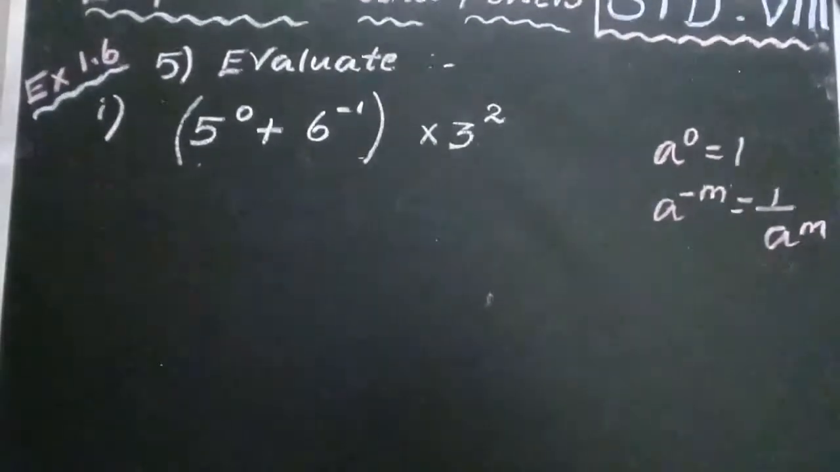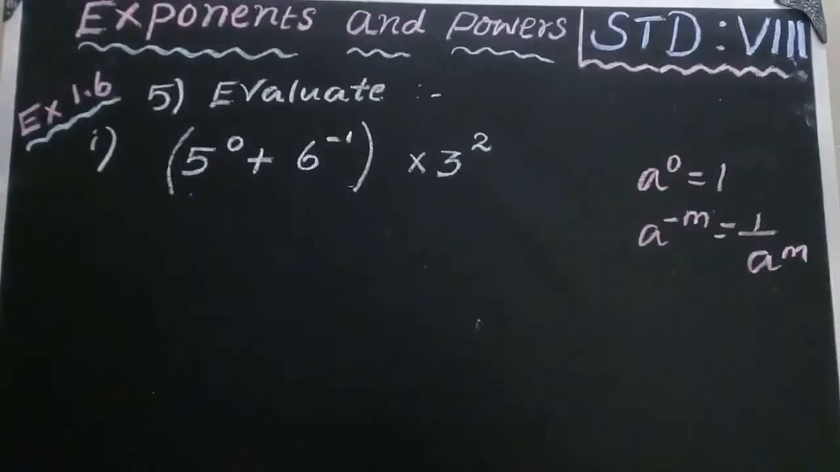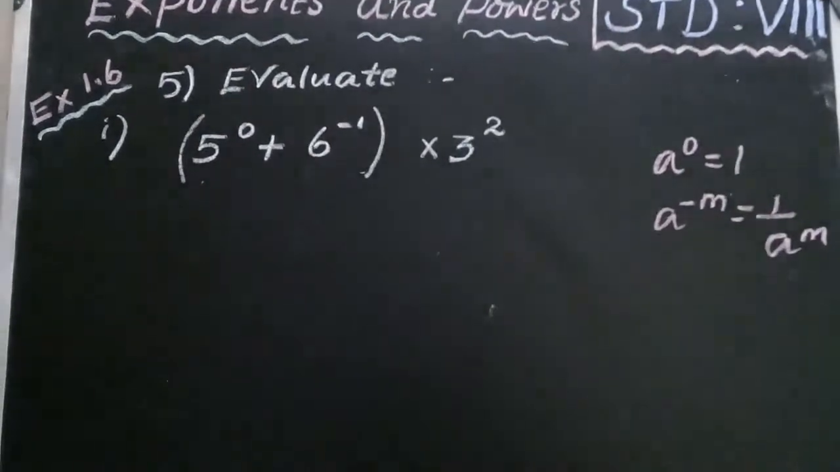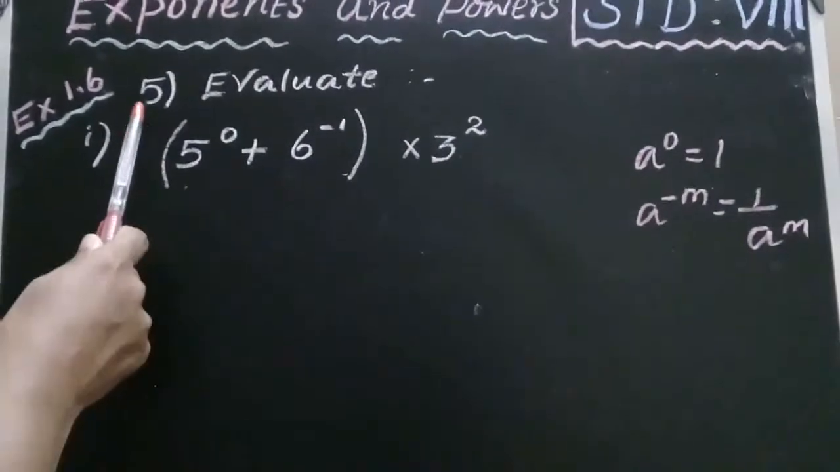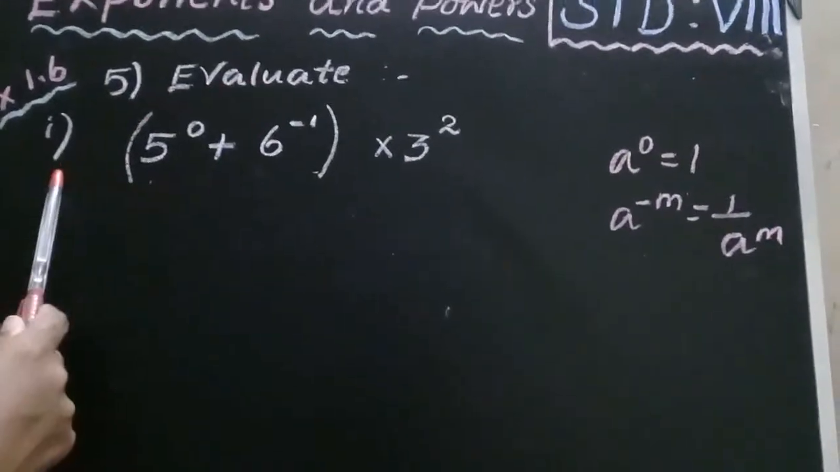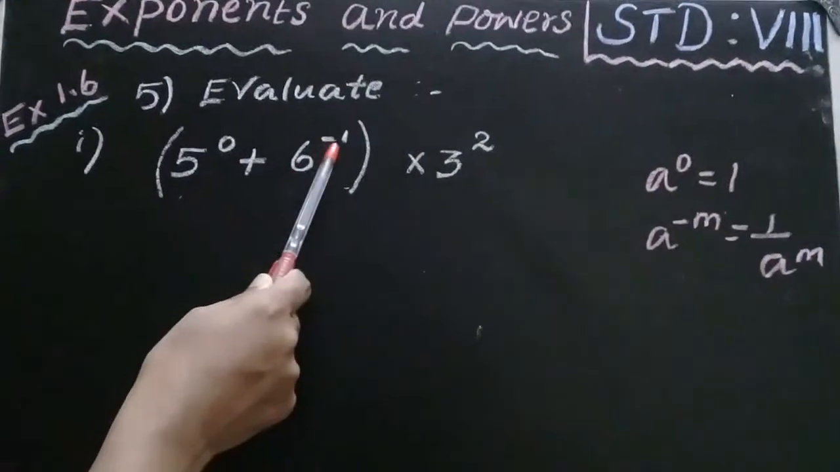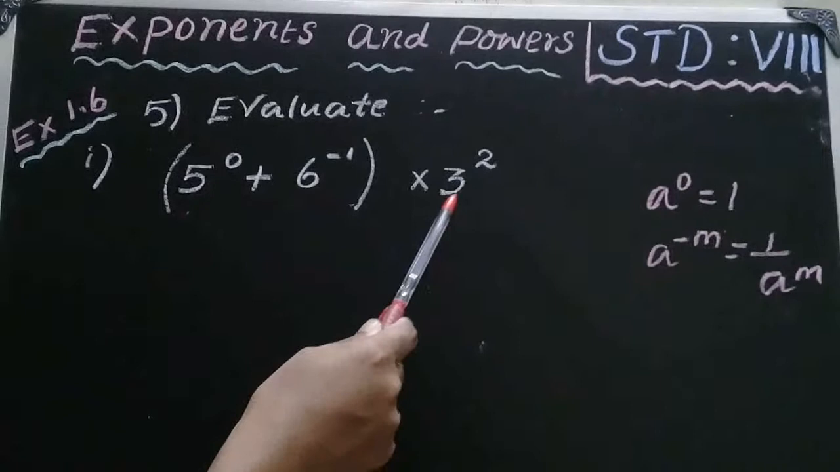Students, in the last video we learned exercise 1.6 third and fourth question. Now I start with the fifth one. Evaluate the first one: 5 power 0 plus 6 power minus 1 into 3 power 2.